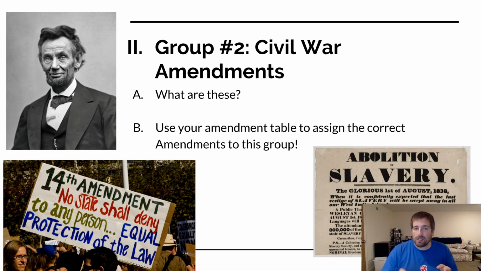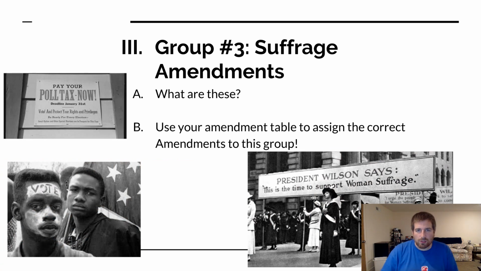A lot of these groups have it where we're jumping all over the place. So one group might have like the 12th Amendment and the 17th Amendment and the 27th Amendment. In this group, those amendments are actually in order. So keep that in mind. It's 3 consecutive amendments. Moving on to our third group.